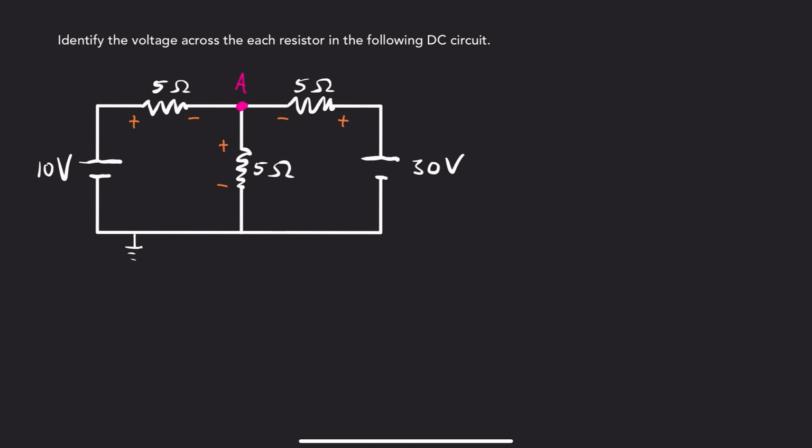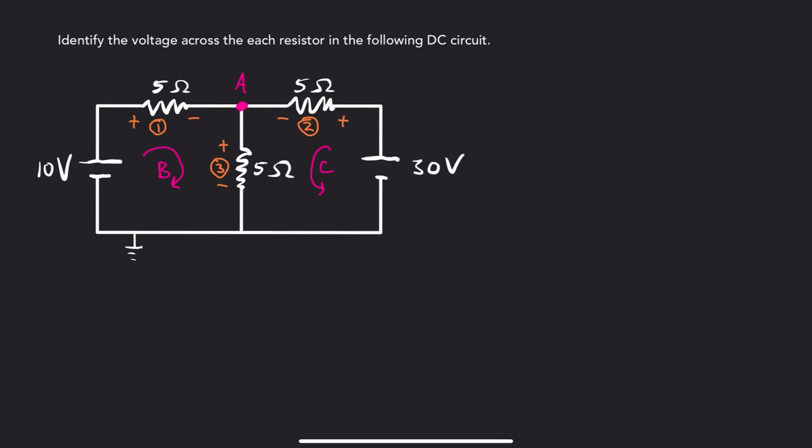I'll also go ahead and label each of the loops that are going to be used in Kirchhoff's voltage law analysis. So we'll label this loop B, and we'll label this loop C. I'll also go ahead and label the resistors. This will be resistor 1 with voltage 1, resistor 2, voltage 2, resistor 3, voltage 3.